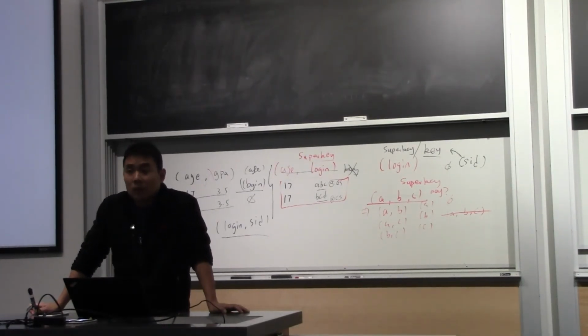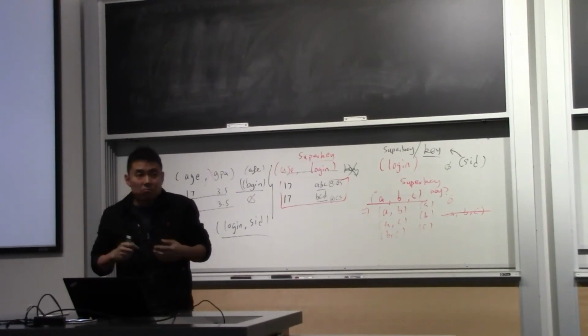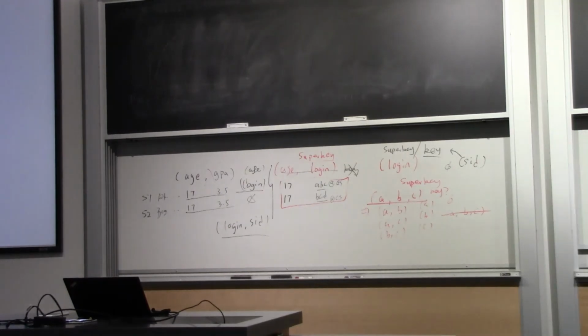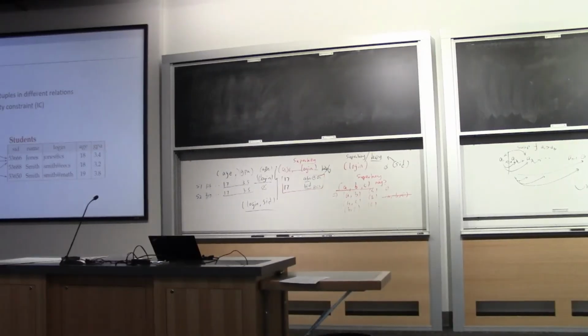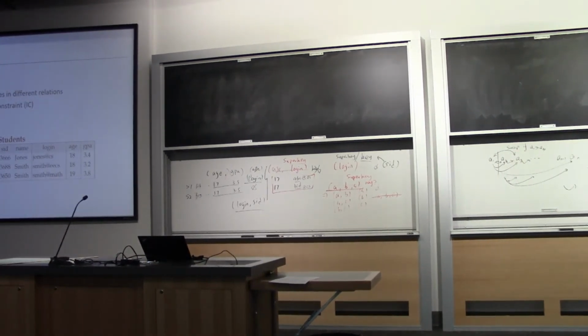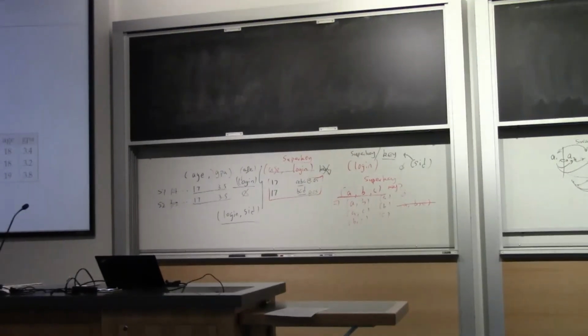Okay? So far in our discussion, in all the examples we have, the keys are of single attributes. And that may lead you to the wrong conclusion that, oh, a key must be a single attribute.